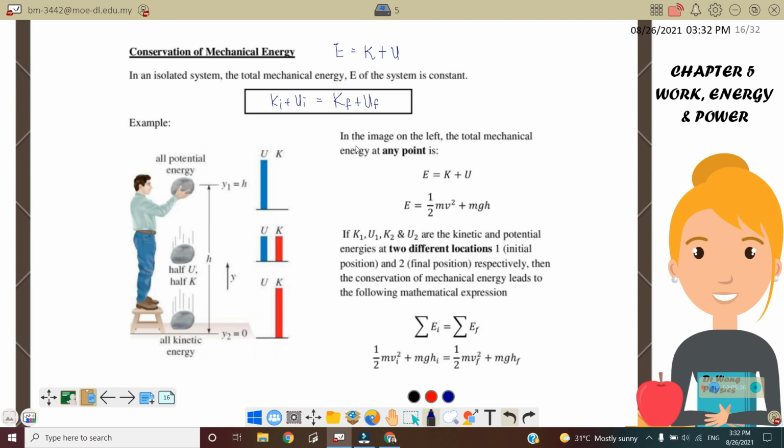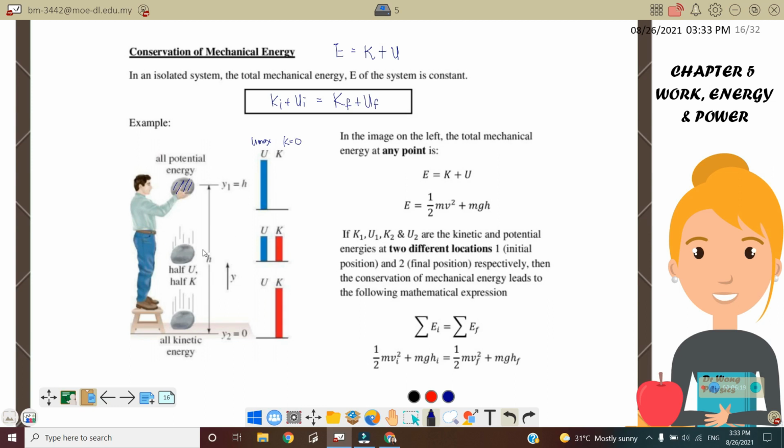In the image on the left, the total mechanical energy at any point is E equals K plus U. For example, when t equals zero, at the first position, the potential energy is maximum. So here your U is maximum, but at that moment K is equal to zero because there's no motion. It is at the highest position, meaning your U is maximum, but kinetic energy is equal to zero.